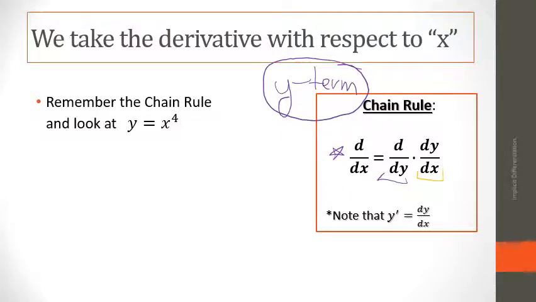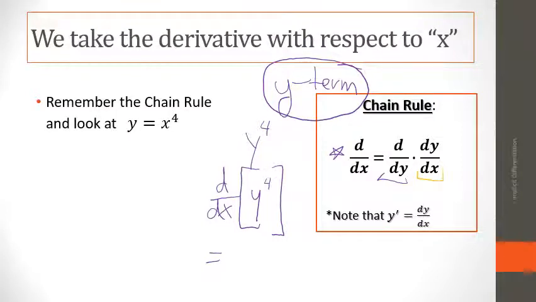So if we have a y term like y to the fourth, if we want the derivative with respect to x of y to the fourth, we first have to take the derivative with respect to y. And the derivative of y to the fourth with respect to y would be 4y cubed. And then we multiply that by the derivative of y with respect to x. And so that is where the dy dx comes from. Another way of writing this is 4y to the third times y prime.